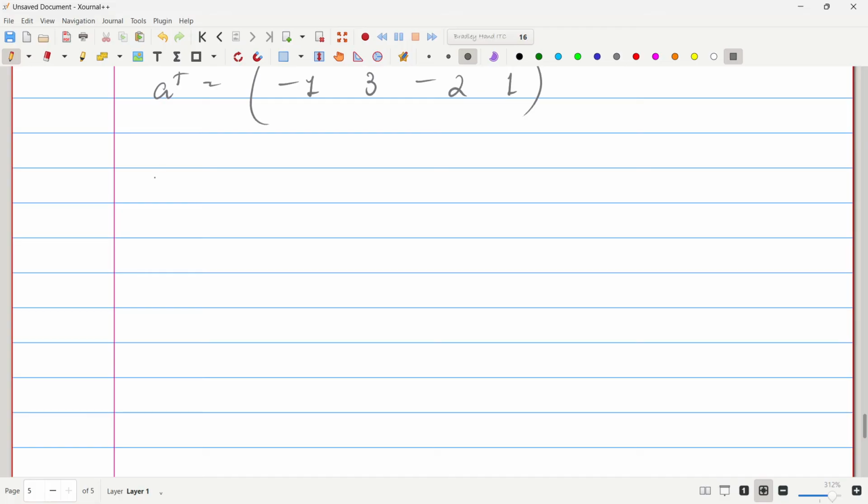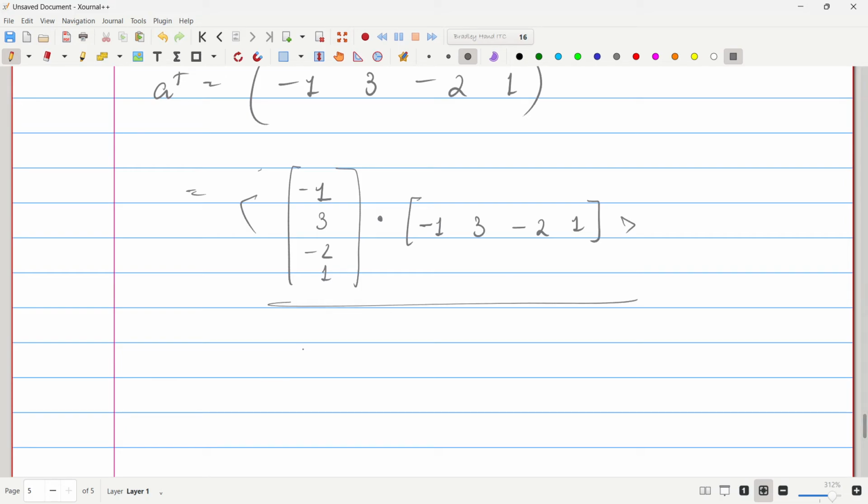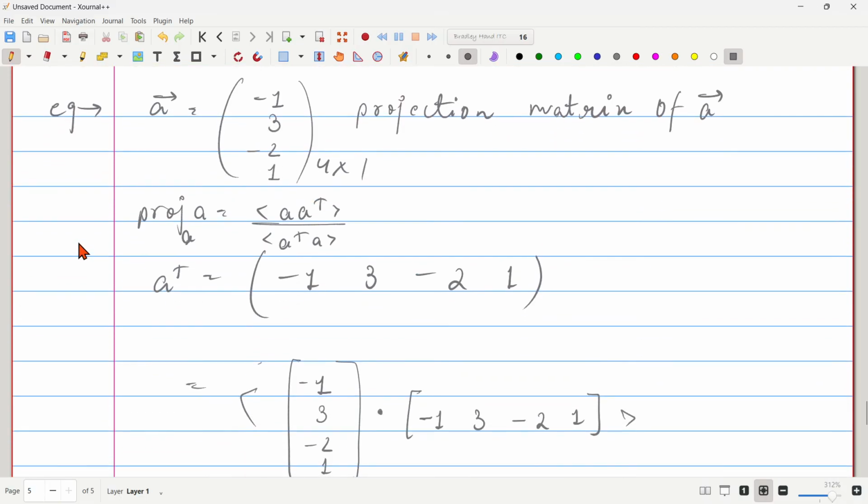Okay, so what we have to do: A into A transpose divided by A transpose into A, sorry. This is your procedure of finding the projection matrix.